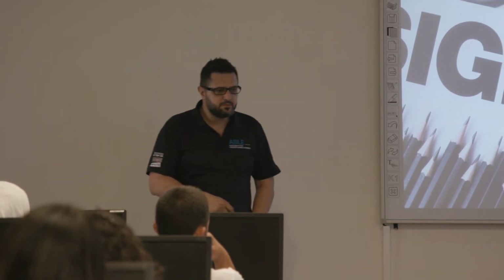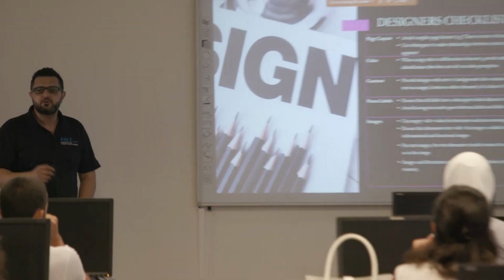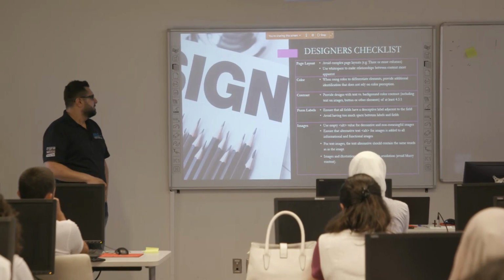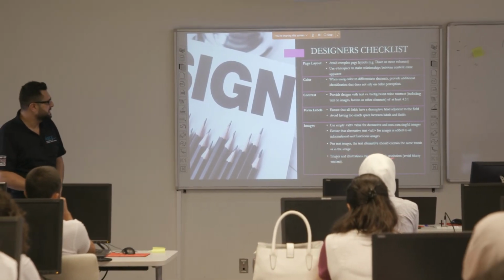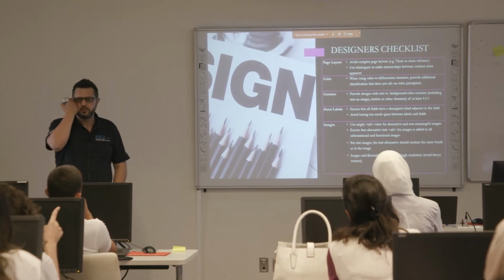For images of text, I need to think of also adding text alternatives, and it should be exactly the same as the text in the image. Images with illustration must have high resolution. Why do we need high resolution?